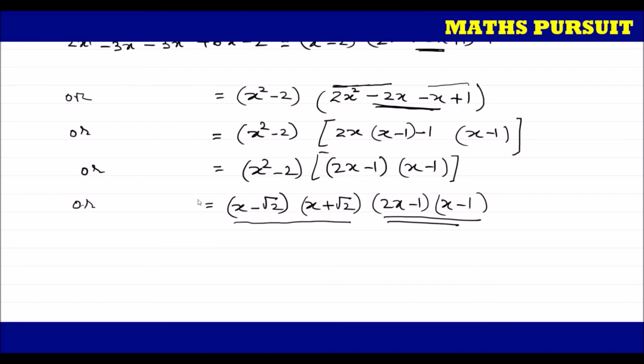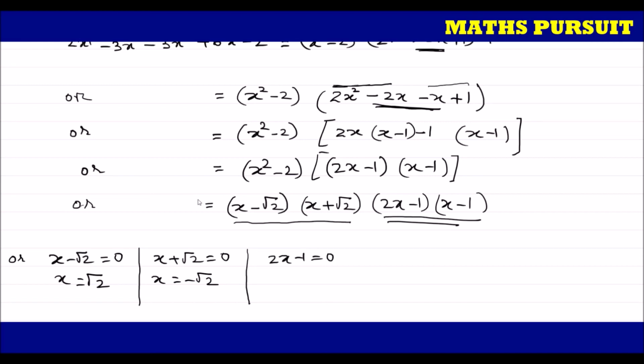Now let us solve this one further. x minus root 2 is equal to 0, or x is equal to root 2. The other one, x plus root 2 is equal to 0, or x is equal to minus root 2. The other one, 2x minus 1 is equal to 0, or 2x is equal to 1, or x is equal to 1 upon 2. The other one, x minus 1 is equal to 0, or x is equal to 1.